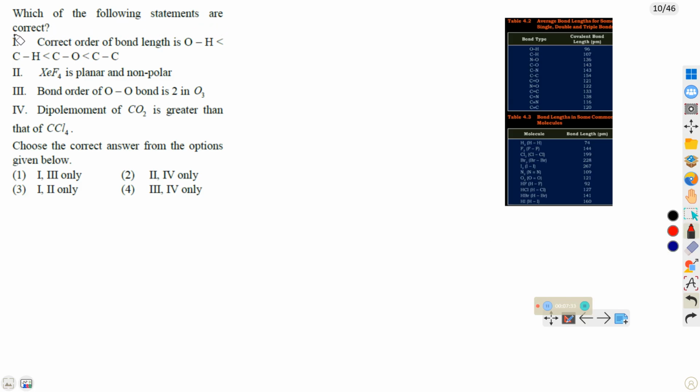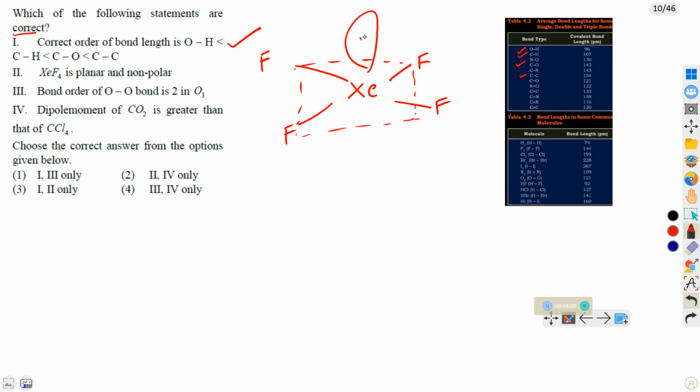Which of the following statements are correct? Correct order of bond length: OH less than CH less than CO less than CC. Correct statement: XeF4 is planar. Check it. Yes, XeF4 is planar, square planar geometry, and non-polar. For XeF4, mu value is equal to 0. Square planar. So this statement is also correct.